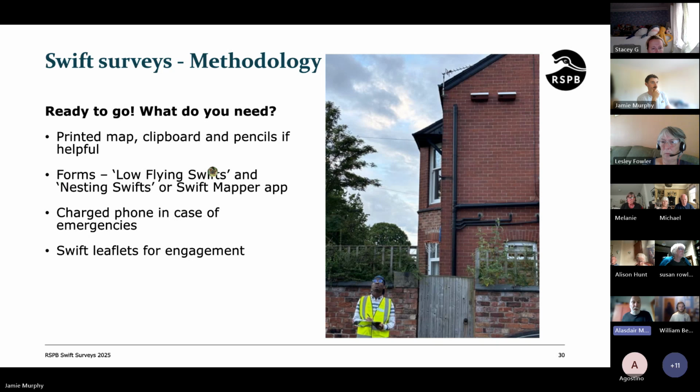There we've got one of our wonderful Manchester volunteers doing some surveying. So what do you need? If it helps, print out a map of where you're going to go, or have it marked on a street map. Take a clipboard and pencils if that's useful. We've got forms for low-flying swifts and also for nesting swifts. Or if you're happy using the app, you can use it just out in the street. As mentioned, take a charged phone in case of emergencies. And if you can, take some leaflets that we can provide to give to people if they're asking any questions, just for that engagement side of things.